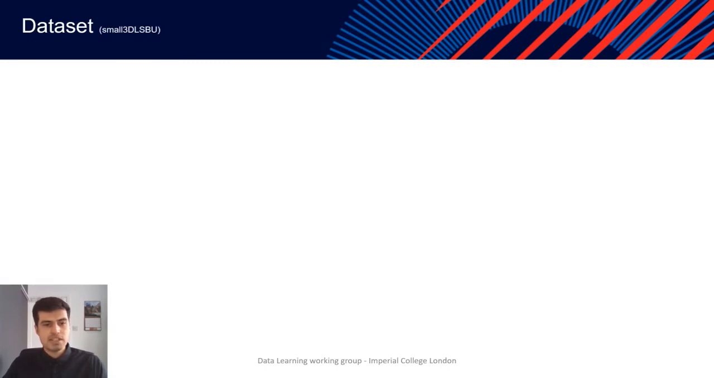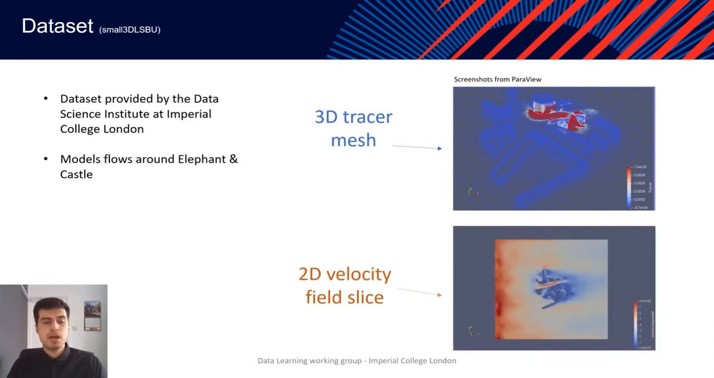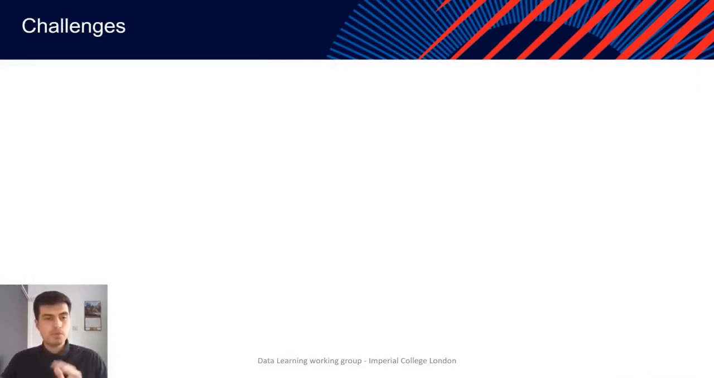So to view the data set very briefly, this was provided by the Data Science Institute at Imperial. It models flow around Elephant and Castle, as shown in the screenshots. So we'll very quickly look at some of the challenges present during this project.